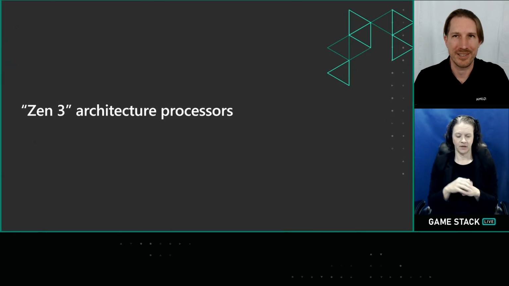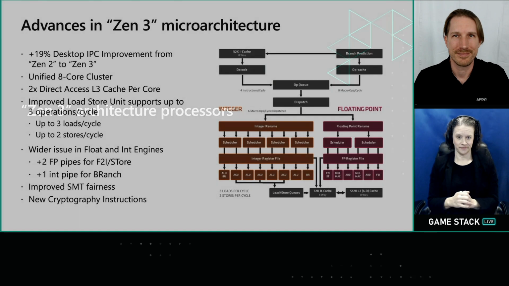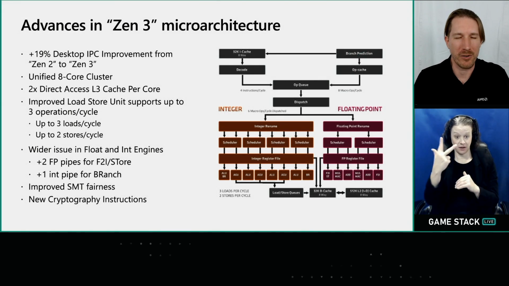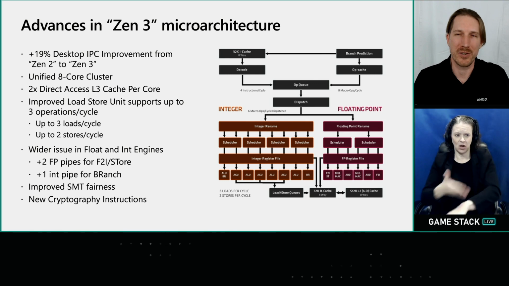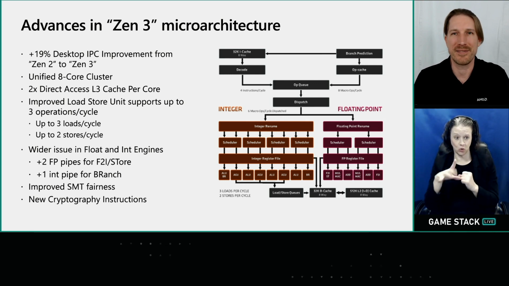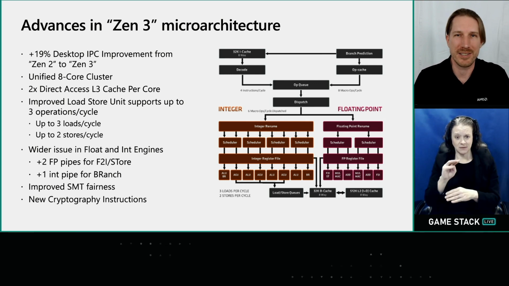Zen 3 architecture exceeded my expectations. Advances in Zen 3 microarchitecture included a whopping 19% desktop IPC improvement, a unified 8-core cluster for faster cache-to-cache transfers, double the L3 cache size, improved load store unit, wider issue and float and integer engines, improved SMT fairness, and new cryptography instructions.